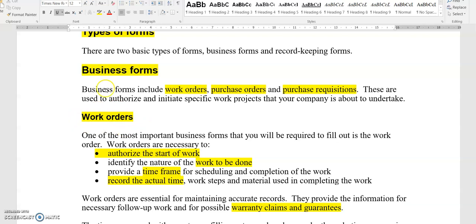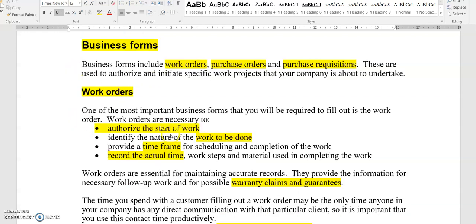Work order, being a type of business form, basically gives you authorization to start work. So you might be getting to a customer site and starting this form, and when the customer signs that work order, it gives you authority to start work. In those situations, you have to identify the work to be done in the form that the customer will sign, and it will also give them an idea how long it will take you to fix something. So this is why it's important to have all business forms filled out legibly.